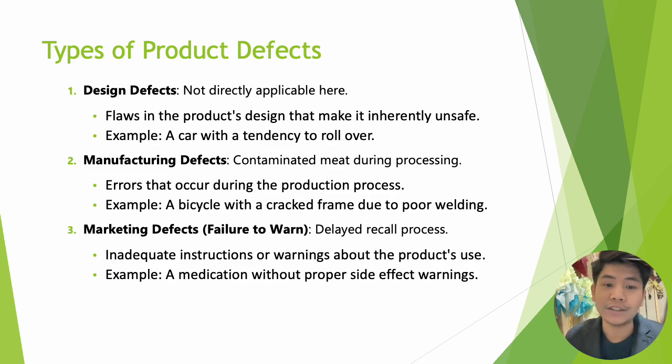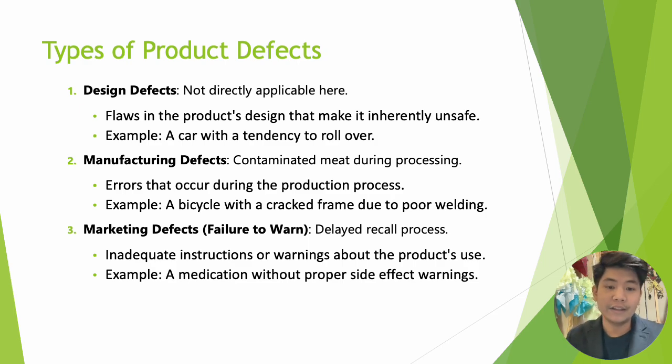Next would be manufacturing defects. So these occur during the production process. In the Excel Foods case, the meat was contaminated during processing, specifically by a bacteria called E. coli, which is a clear example of a manufacturing defect.